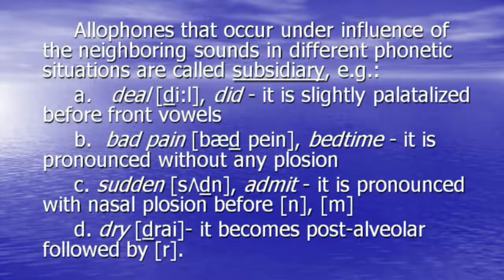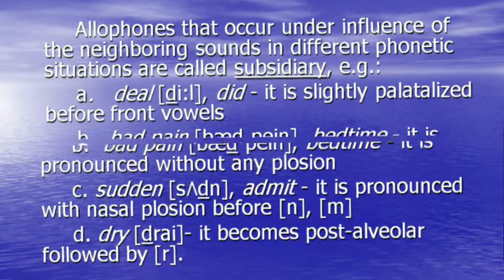Allophones that occur under the influence of the neighboring sounds in different phonetic situations are called subsidiary. For example, deal, did. Here, sound D is slightly palatalized before front vowels. The next example, bedpan, bedtime. Here, sound D is pronounced without any plosion. Sudden, admit. Here, sound D is pronounced with nasal plosion before sounds N or M. And dry. Here, sound D becomes post-alveolar, followed by the post-alveolar sound R.